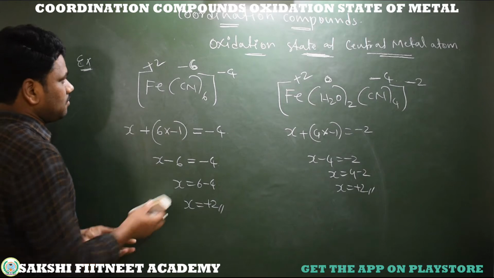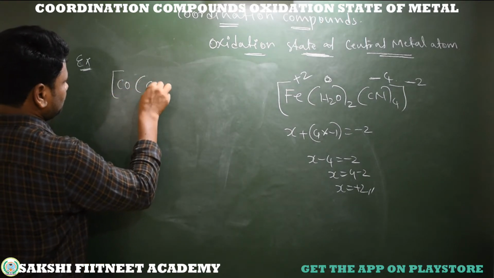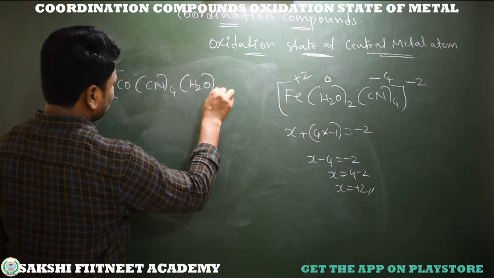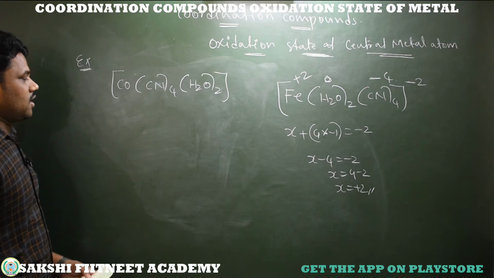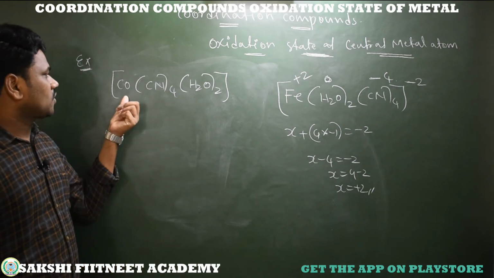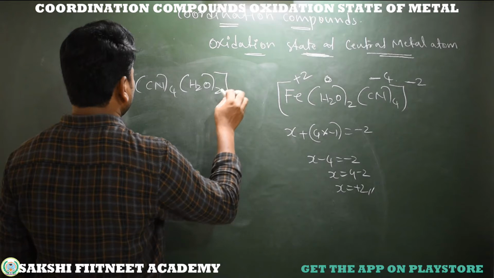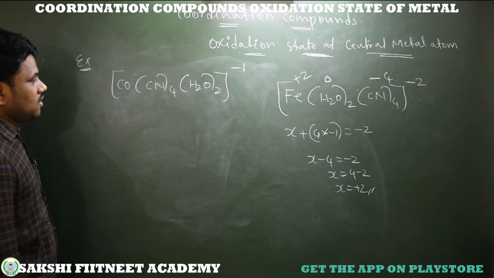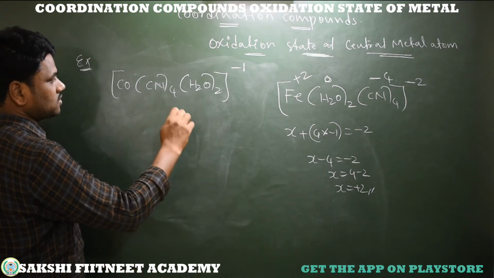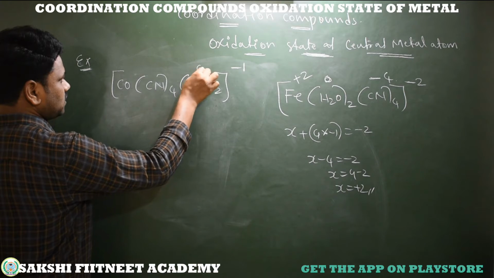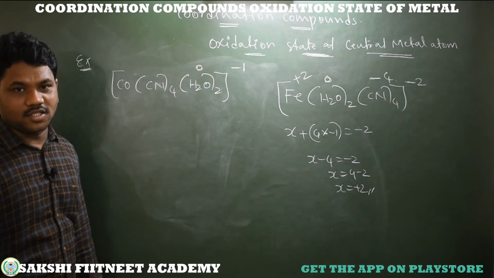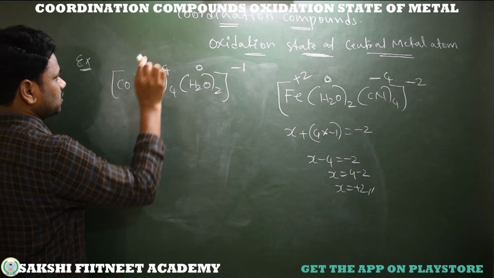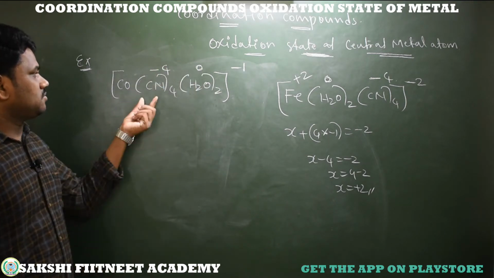Same way I am taking another example. It's a cobalt which is covered with 4 cyanide ligands, and here 2 water ligands. It's a diaqua tetracyano cobaltate. The total overall charge of this complex is minus 1. See here, water ligand gives 0 oxidation state, so 2 ligands are there, total charge is 0. Each cyanide gives minus 1 oxidation state, so here we have a total 4 into minus 1, it becomes minus 4.